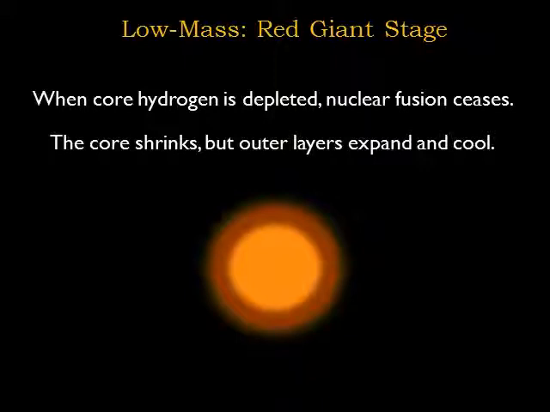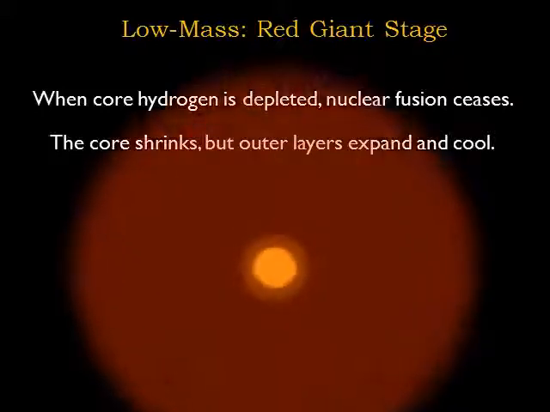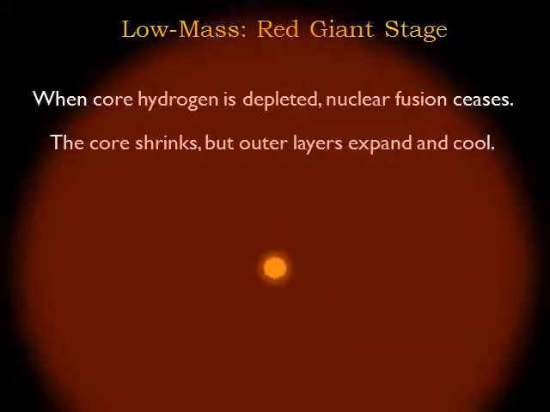With no fusion to supply thermal energy and maintain the interior pressure, our star will be out of energy balance for the first time since it was a protostar. It won't be able to resist the crush of gravity and the core will shrink. Strangely enough, even though the core is shrinking, the outer layers will expand and cool.